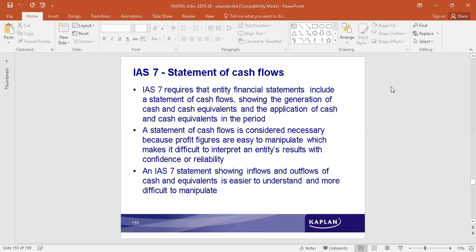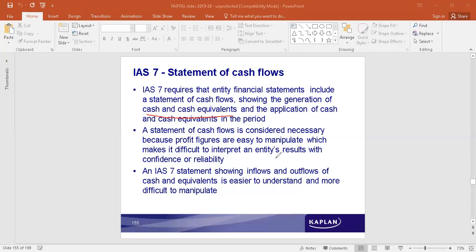Okay. Statement of cash flow. It says that it requires the entity's financial statements to include a statement of cash flow. That's the fourth statement, showing the generation of cash and cash equivalents and the application of cash and cash equivalents in the period. So how was the cash used? What are the sources from which cash was generated, or how cash was used during the period? What is the balance of the cash available at the end of the period? All these things would be included in the statement of cash flow. It is considered necessary because profit figures are easy to manipulate, which makes it difficult to interpret an entity's results with confidence and reality.